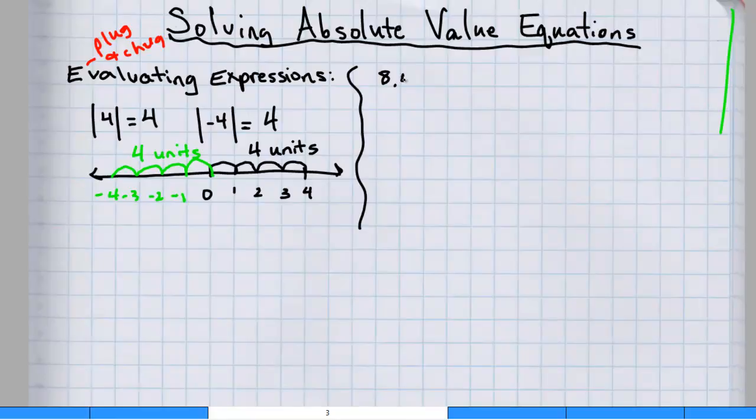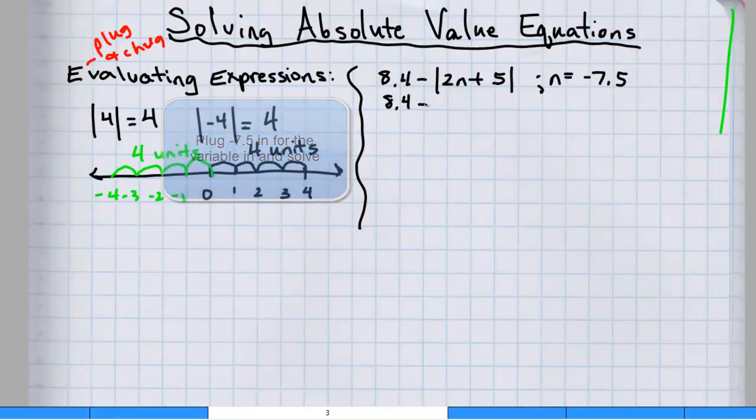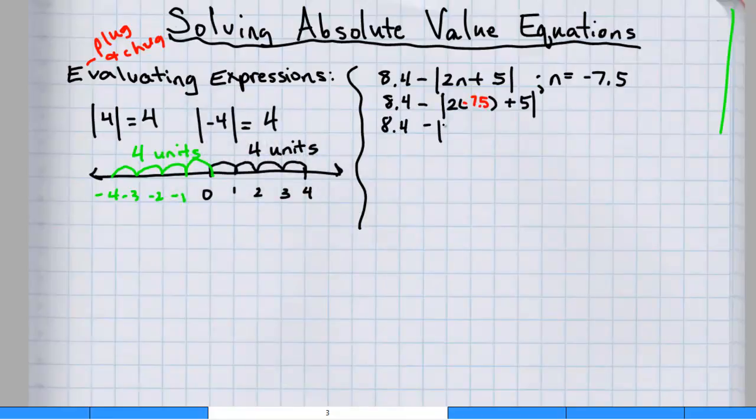Here we have 8.4 minus the absolute value of 2n plus 5, and let n be equal to negative 7.5. That means we're just going to plug in for the value and figure out what this is equal to. So 8.4 minus, inside the absolute value we have negative 15 plus 5. Then we have 8.4 minus, inside the absolute value we have negative 10.